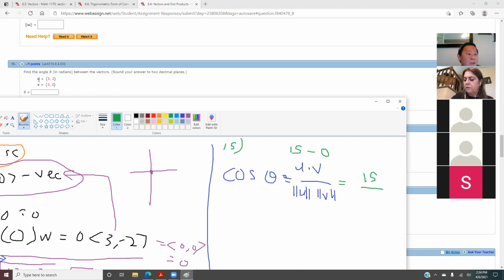And then for u, you need to find the magnitude of it. So the square of 5 is 25, and then the square of 2 is 4. So this is the square root of 29.